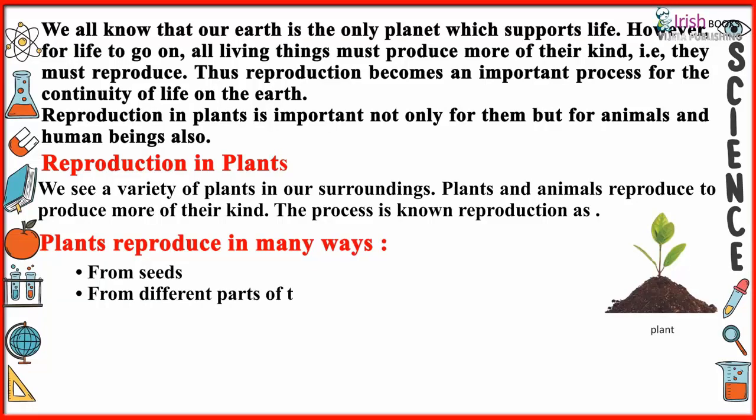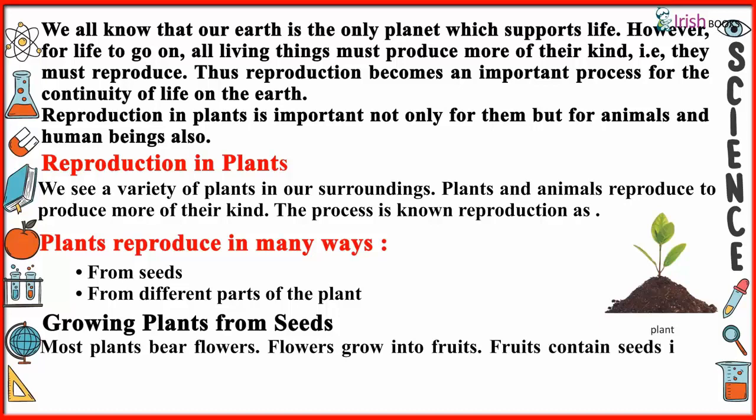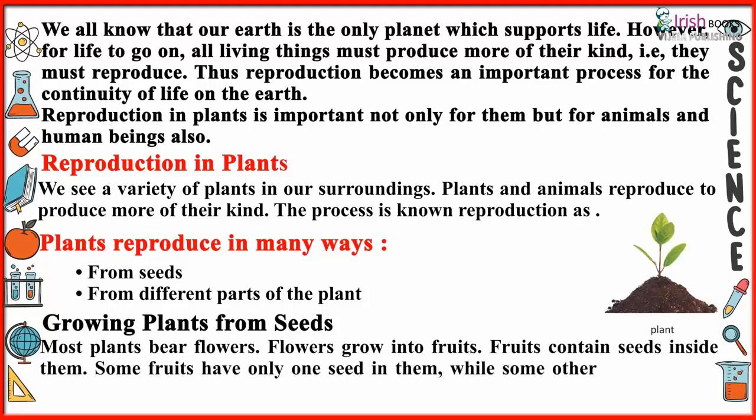Growing plants from seeds. Most plants bear flowers. Flowers grow into fruits. Fruits contain seeds inside them. Some fruits have only one seed in them, while some others have a large number of seeds.